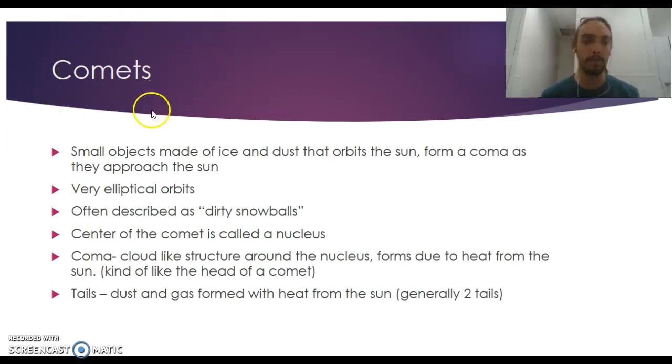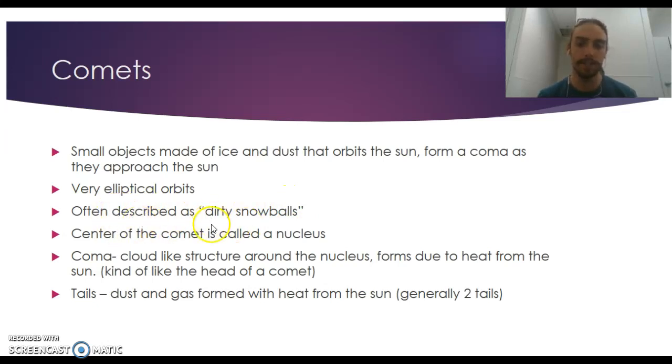So, comets, what are they? They're very small objects made of ice and dust that orbit the sun. They form a coma, not comma, it's coma, as they approach the sun. They have very elliptical orbits. So if you look at my mouse, they go like this kind of. It's not a circle. They go really, really far away from the sun. Say this is the sun. They'll orbit it pretty close, and then they'll go really far away, and then they'll come back, and they'll get kind of close, and then they'll go really far away again, and then they'll come close again. It's kind of like a boomerang, where it's just not completely circular.